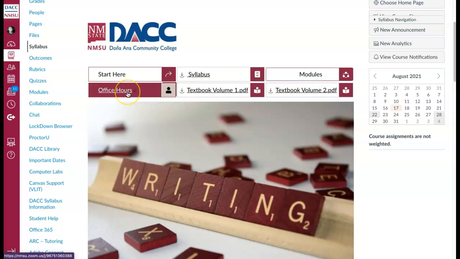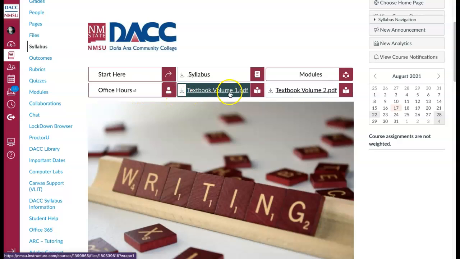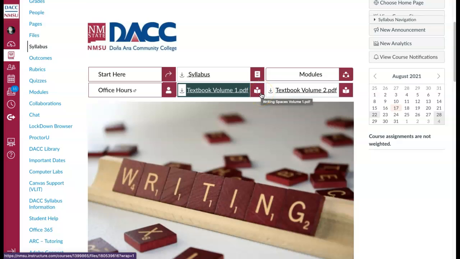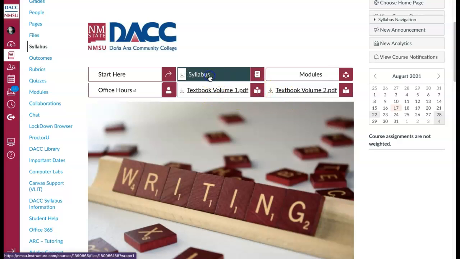This right here takes you to my Zoom office hours, and then this takes you to volume 1 of the textbook and volume 2 of Writing Spaces, which is our textbook as well. I should mention that for this course, you do not have to buy a textbook. They are free and available online. So let's go ahead and look at the syllabus.